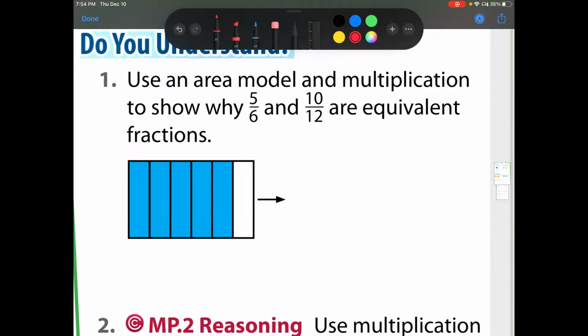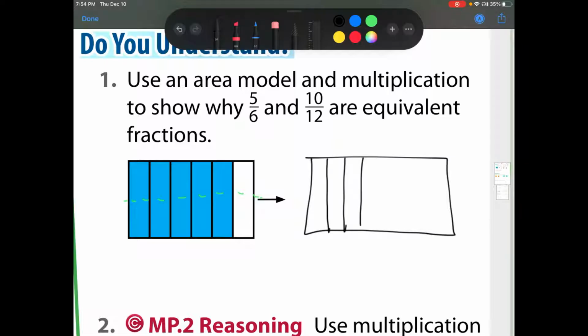So we have question number 1, and it says, use an area model of multiplication to show why 5/6 and 10/12 are equivalent fractions. So we're going to draw our model, and remember, we can just split it in half and count those pieces up that are shaded now and count our total, and we'll see that's 10/12. So we just need to make that model. We just need to draw it. So I'm going to draw my box. I'm going to split it up into 6 pieces, and then I'm going to shade 5 of them in.